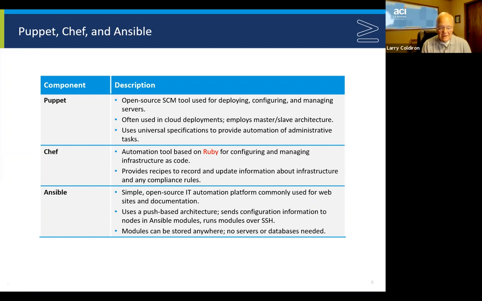Some of the devices, I guess, that are available for this: Puppet, Chef, and Ansible, and these are the three that are the explicit objectives of the CCNA. Puppet, open source software configuration management tool, SCM, software configuration management tool used for deploying, configuring, and managing servers. Cloud deployments, uses a master-slave architecture.